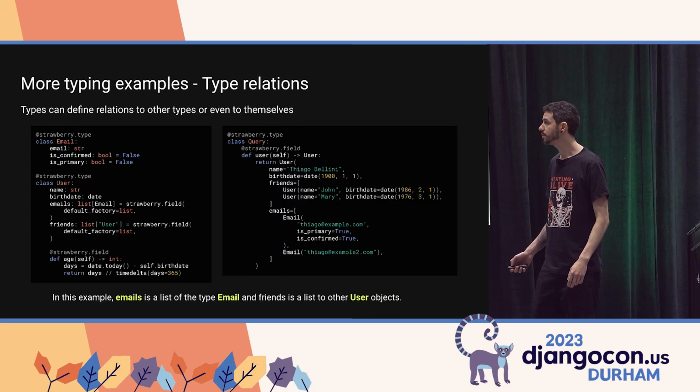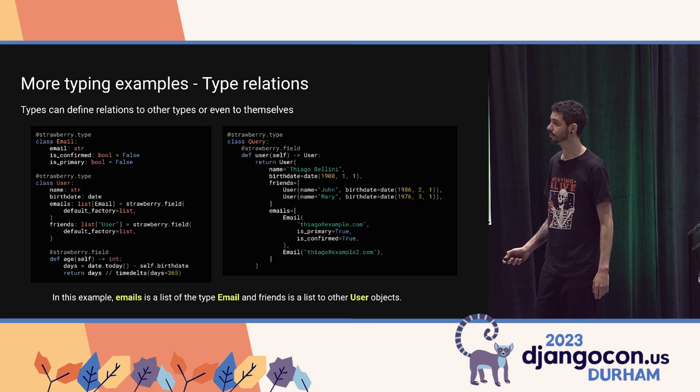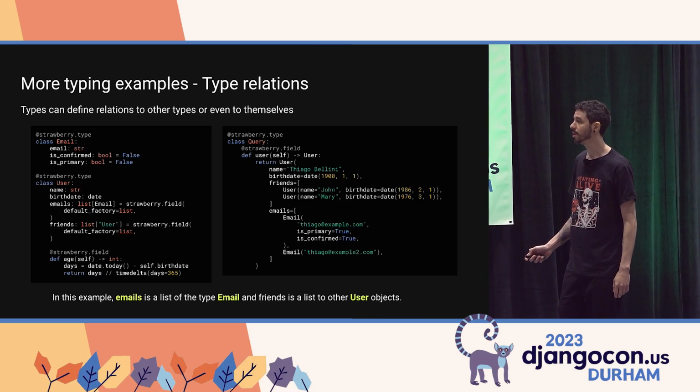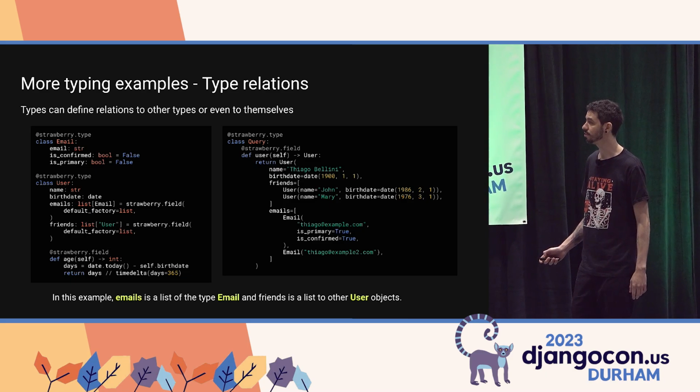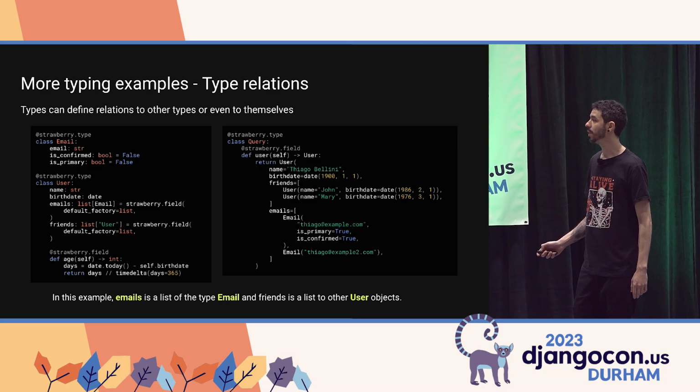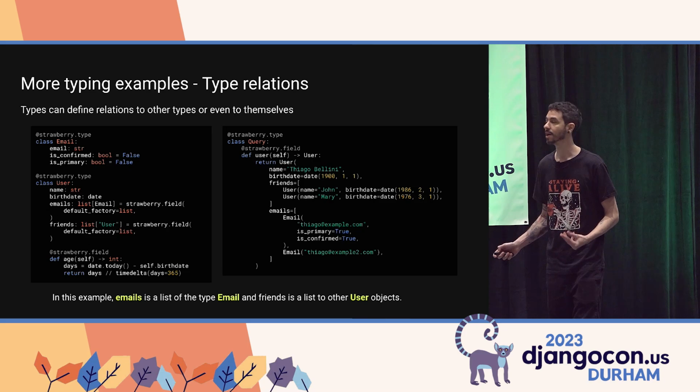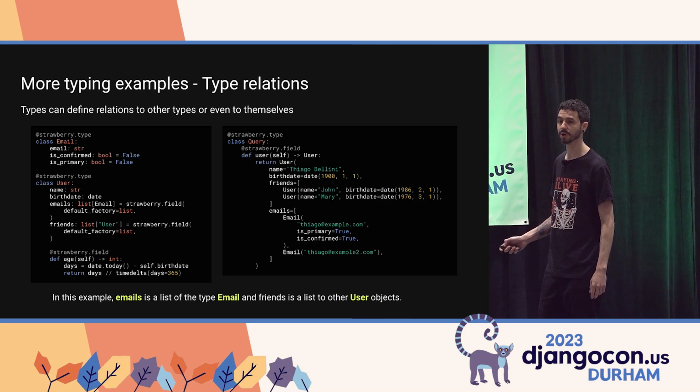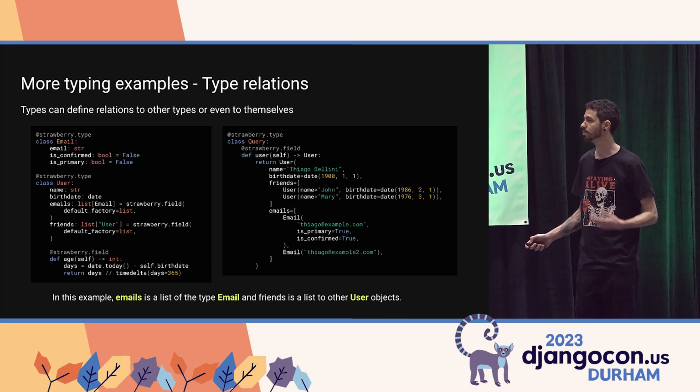The same goes for relations. In this case, I have emails, which is a list of emails, and friends, which is a list of the user itself. So when returning those, I can just instantiate the user. The friends in here are some other users. Emails is a list of emails. You can see that the same rules that apply to data classes apply here. So for example, is confirmed in this primary defaults to false. This one has a default factory of list, so if I don't want to, I don't need to pass those, and so on.